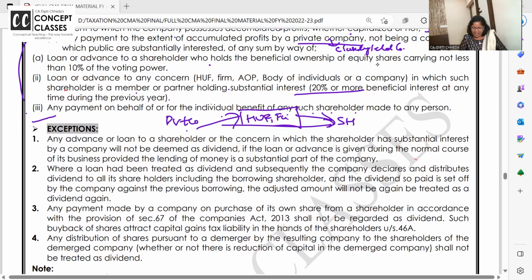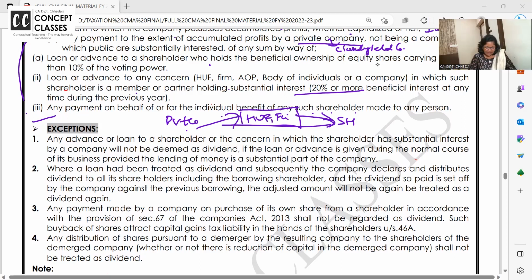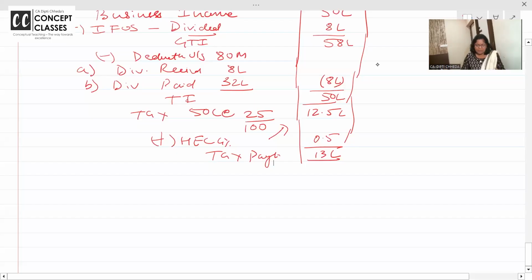Now there are certain exceptions. And those exceptions are the cases wherein it is not treated as deemed dividend, we will see later. First, look at this once again in the notebook. The problems related to this are so easy, you'll be surprised.